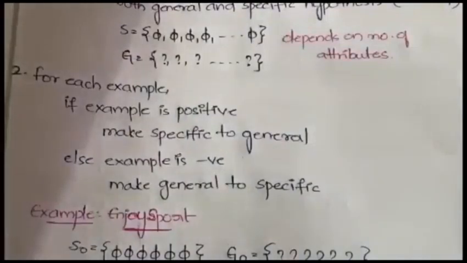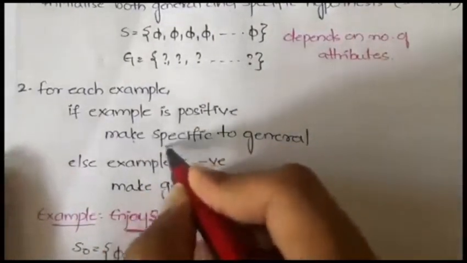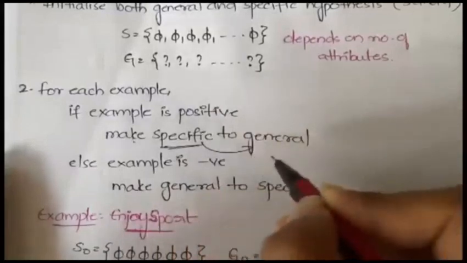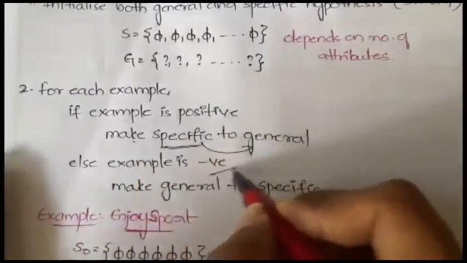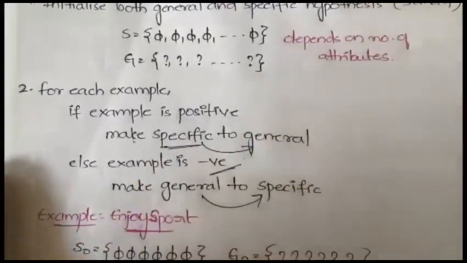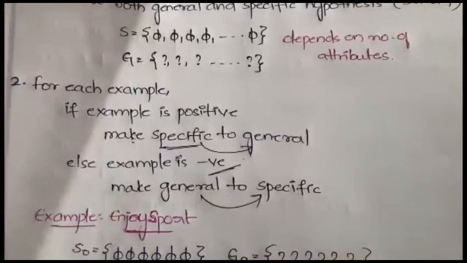For each example, if the example is positive, we have to make the specific hypothesis more general. Else, if the example is negative, you have to make the general hypothesis more specific.